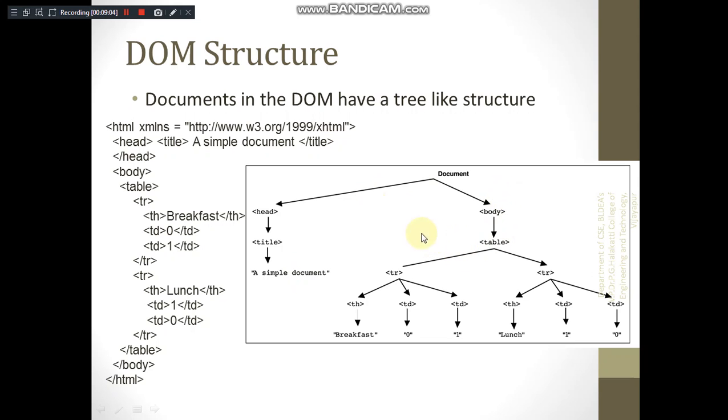Okay, in the body section you have a table. The table is closed here, no? So these all are coming within the table. Okay, tr is there, tr is closed here. So within tr you have th, td and this td. So you have th, td and td. At the end you can write their values also, right? The th value is breakfast, td value is 0, this td value is 1. For the other row also the same thing has to be done. The values are coming at the last level of the tree, right?